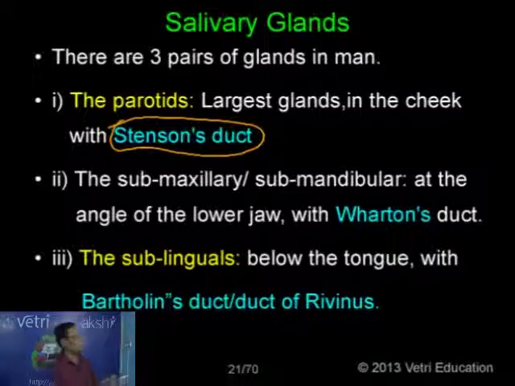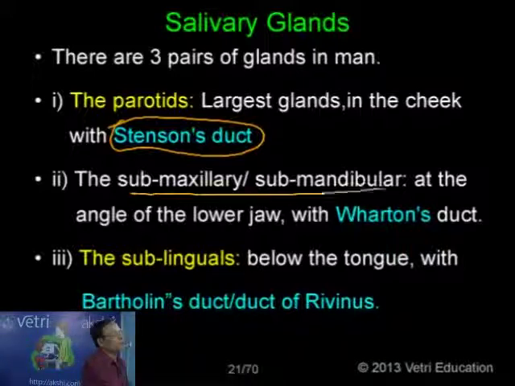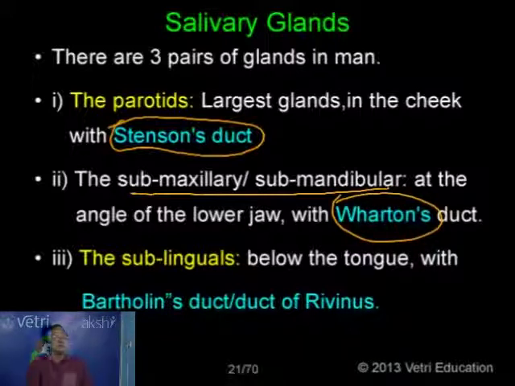The second one, submaxillary, also called submandibular. Sometimes it is given as submaxillary and sometimes as submandibular. It is found in the angle of the jaw. The name of the duct through which the secretion is poured into the buccal cavity is called Wharton's duct, after the name of the scientist. Wharton's duct, the salivary duct name.